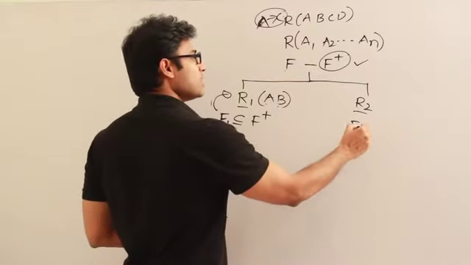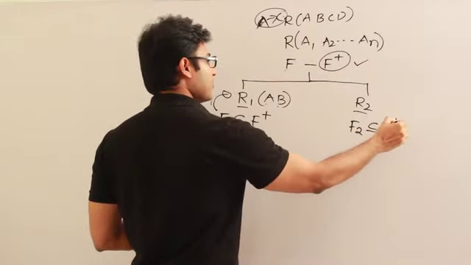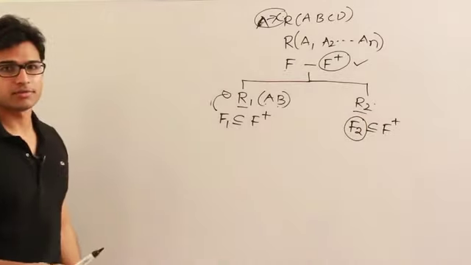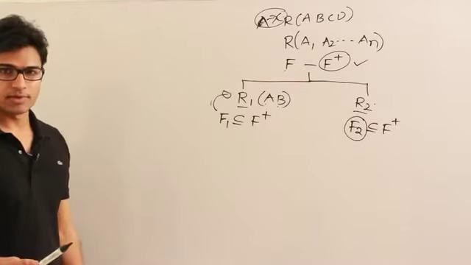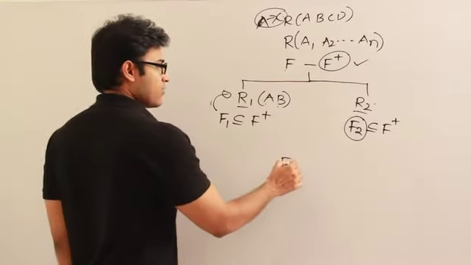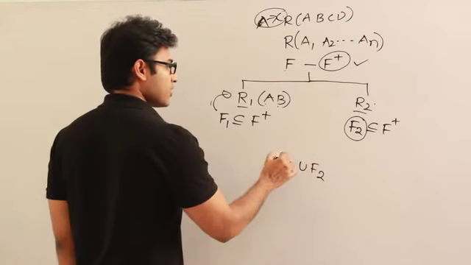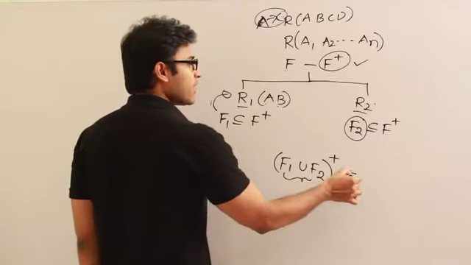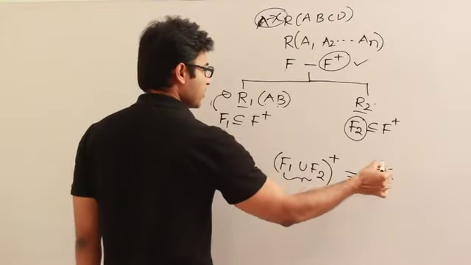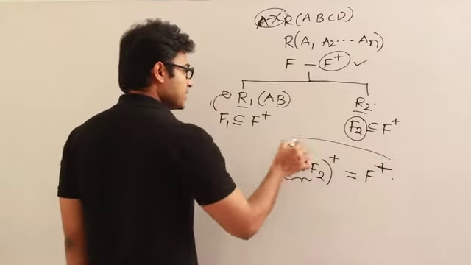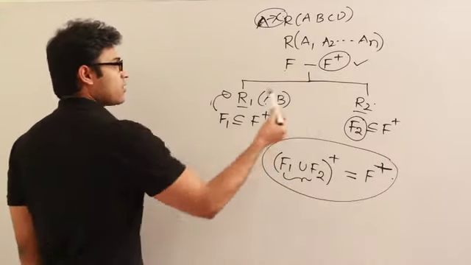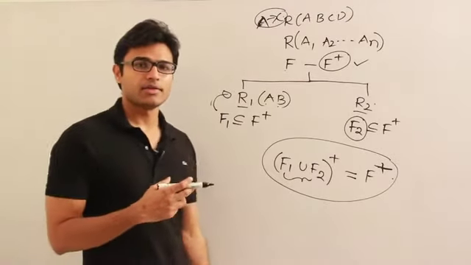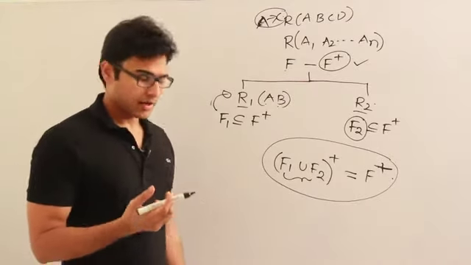Similarly, F2 is a subset of F plus which contains all the functional dependencies applicable in R2. Now dependency preserving means that if I take F1 union F2 and derive all the functional dependencies possible from it, then I should get back the original set. If this happens, then such a decomposition is called dependency preserving, which means we don't want to lose any dependencies.